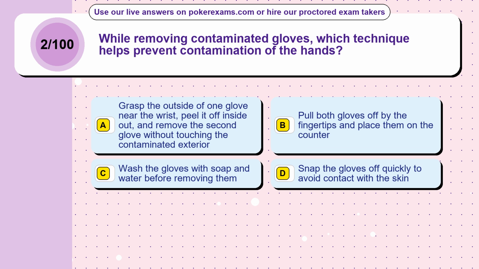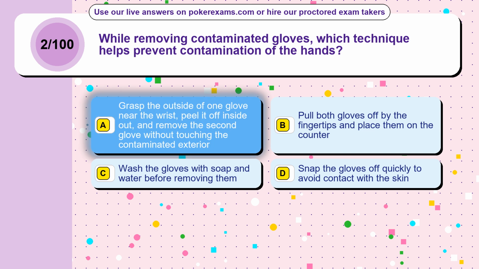Question 2. While removing contaminated gloves, which technique helps prevent contamination of the hands? Option A, grasp the outside of one glove near the wrist, peel it off inside out, and remove the second glove without touching the contaminated exterior. Option B, pull both gloves off by the fingertips and place them on the counter. Option C, wash the gloves with soap and water before removing them. Option D, snap the gloves off quickly to avoid contact with the skin.